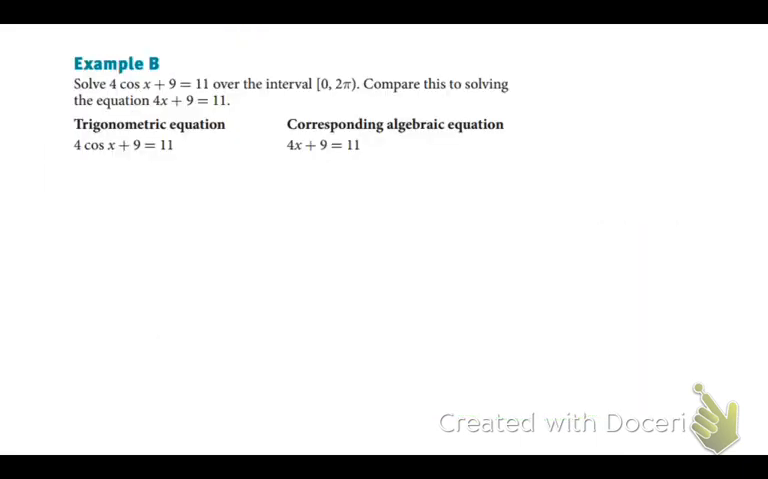Okay, so we're going to start over here with the 4x plus 9 equal to 11. If you want to solve that one for x, what would your first step be? You would subtract 9. And that would give you 4x equal to 2. We would do the same process over here. We would subtract the 9 on both sides. And that would give us 4 cosine x equals 2.